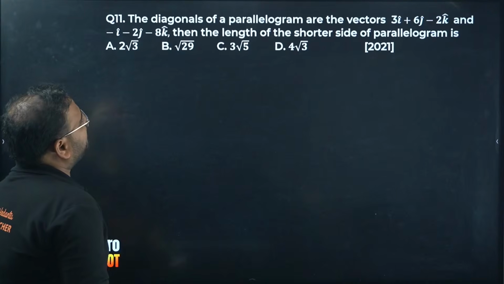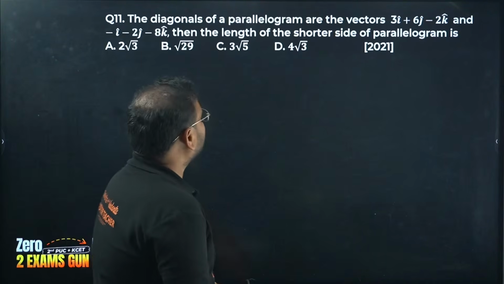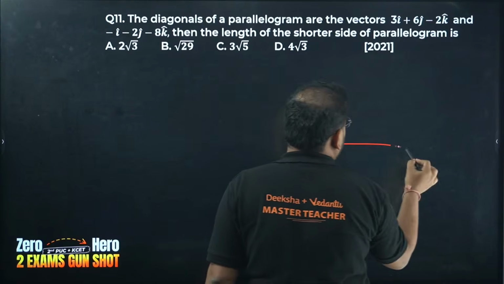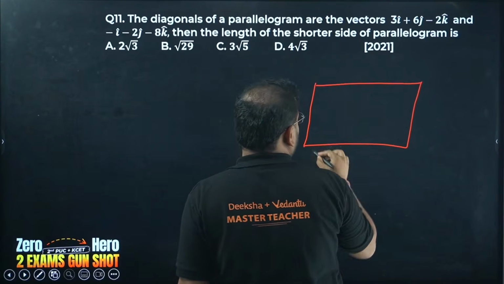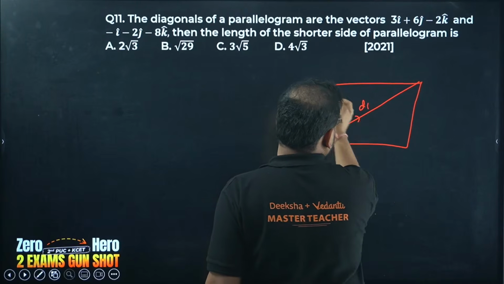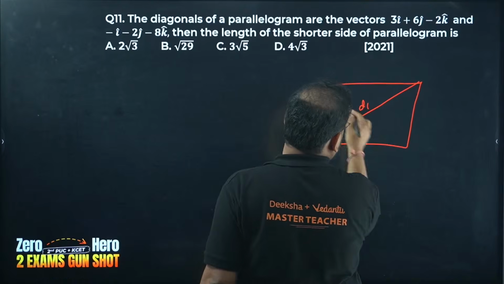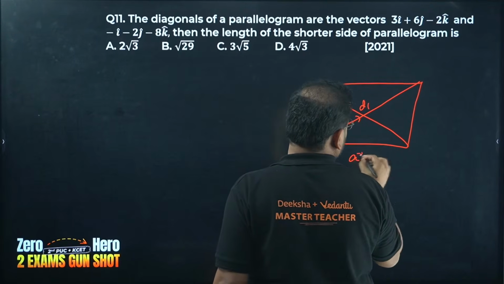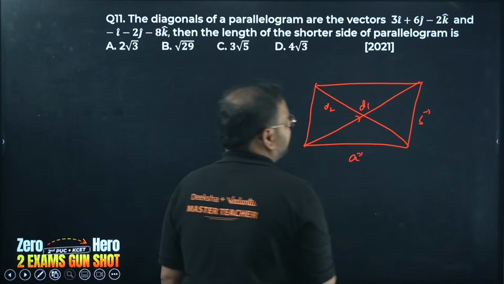Diagonals of a parallelogram are given. Length of the shortest side. Okay. Parallelogram is there. Diagonals are mentioned. Let's say this is D1 and this is D2. Okay, this is, let's say, side A and side B.